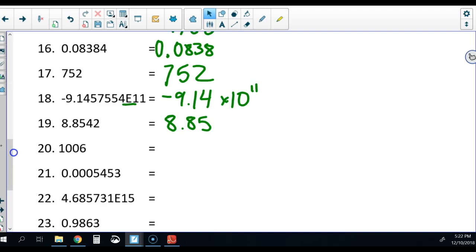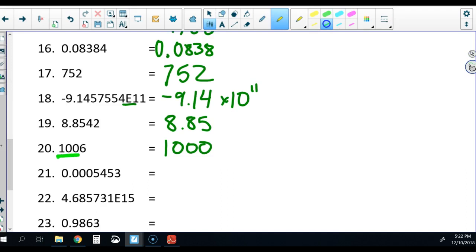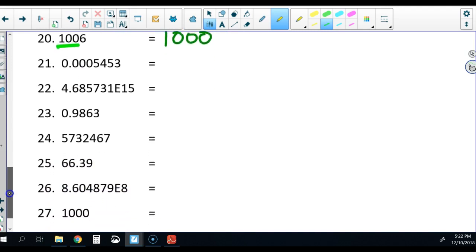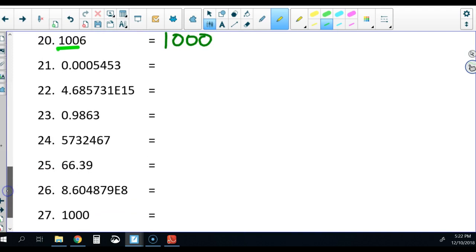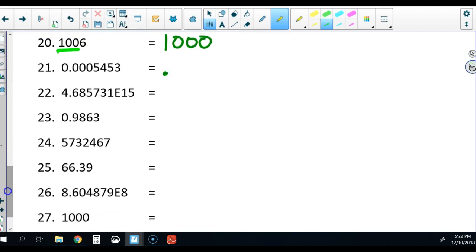Number 20, it's kind of a weird one. 1,000. So starting with the 1, those first 3 numbers are significant. After that, we round off. So 1,006, the 6 would go away. Just 1,000. There's the end of it there. Let's look at 21. 0.00545.